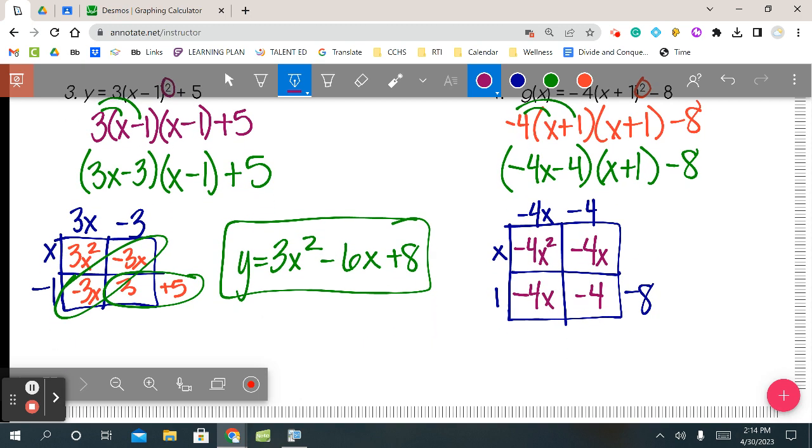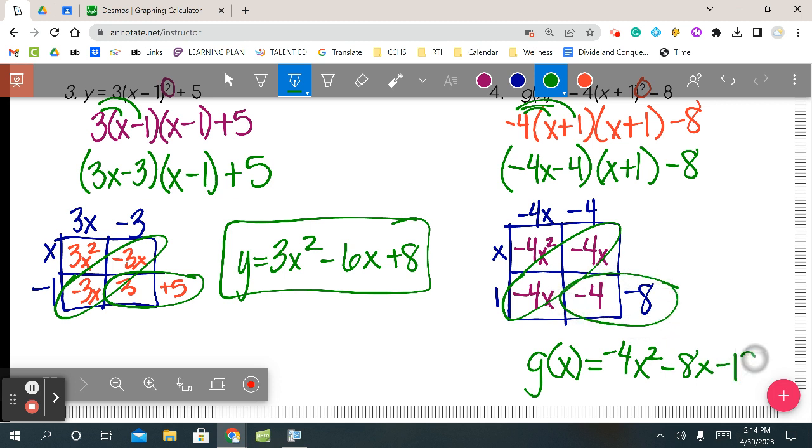So bringing this out, my function was g of x, so I'm going to do g of x equals negative 4x squared. Negative 4 and negative 4 is going to give you negative 8x. And then negative 4 and negative 8 is going to give you negative 12. And that is your answer.